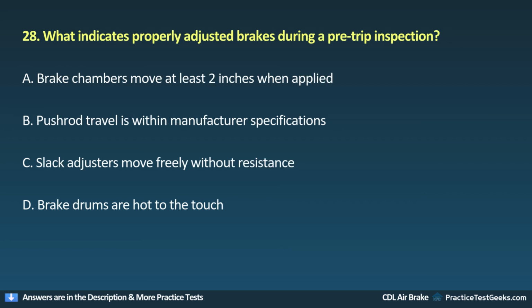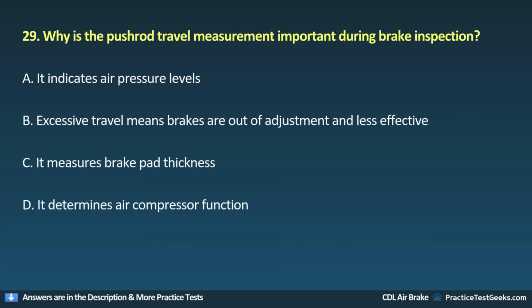28. What indicates properly adjusted brakes during a pre-trip inspection? A. Brake chambers move at least 2 inches when applied. B. Pushrod travel is within manufacturer specifications. C. Slack adjusters move freely without resistance. D. Brake drums are hot to the touch.